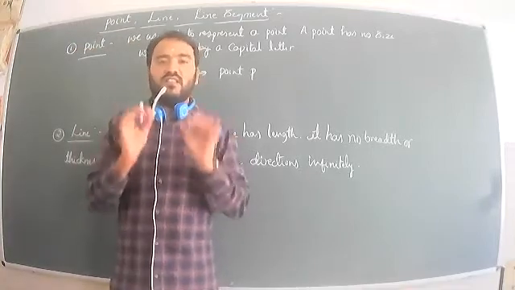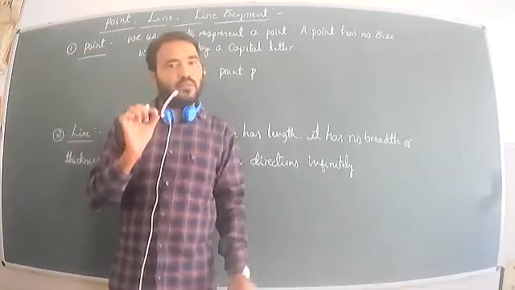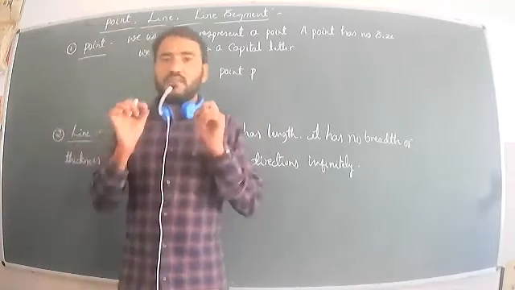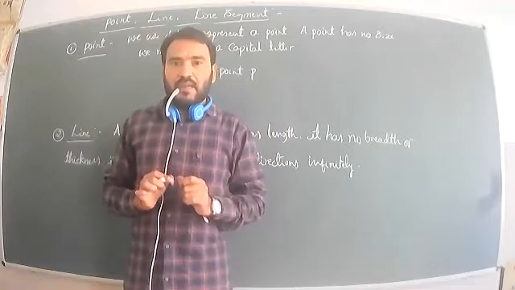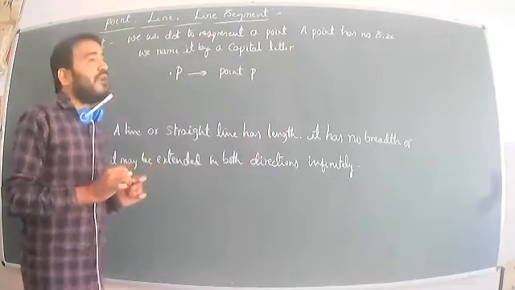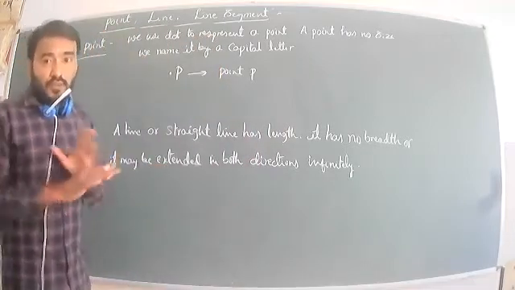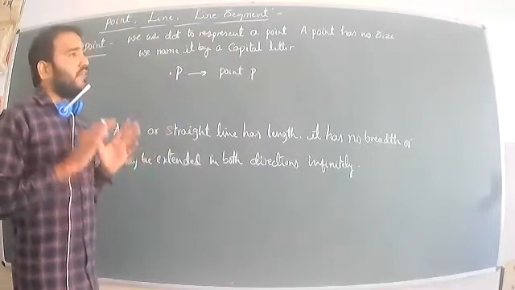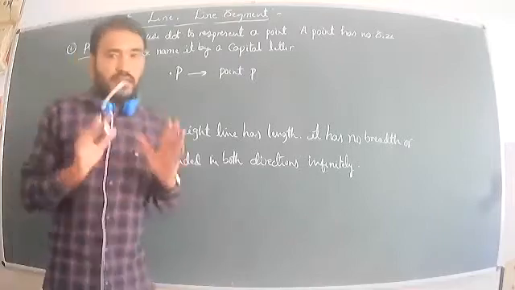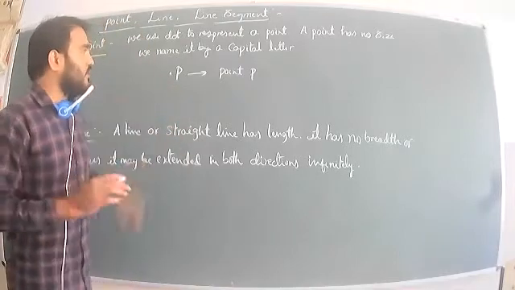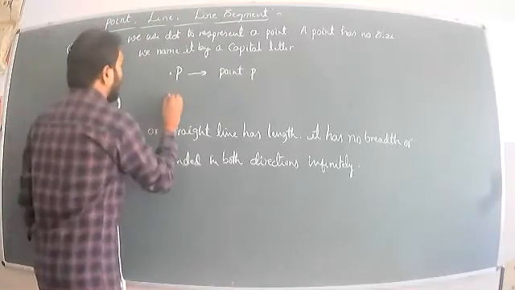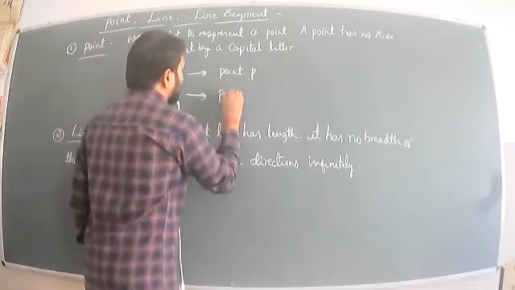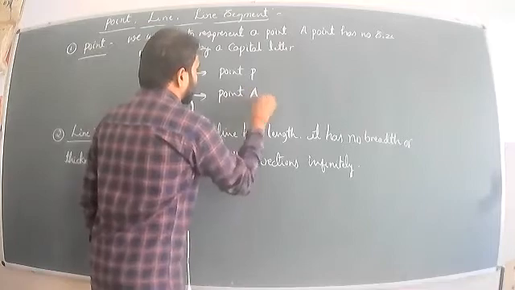The smallest shape in geometry is the point. It is the simplest shape of geometry. Keep in mind, a point has no size, no length, no breadth. We name it by capital letters. So here is point P. Now I will use point A. We should write point A.